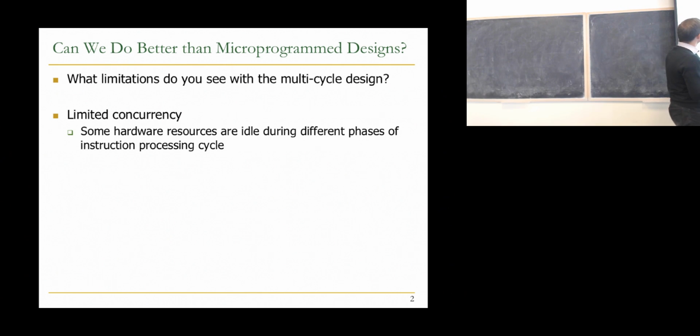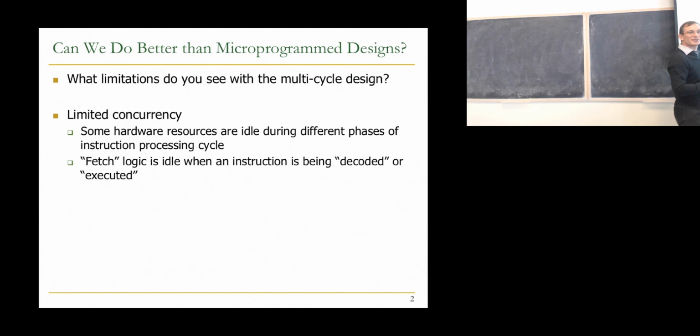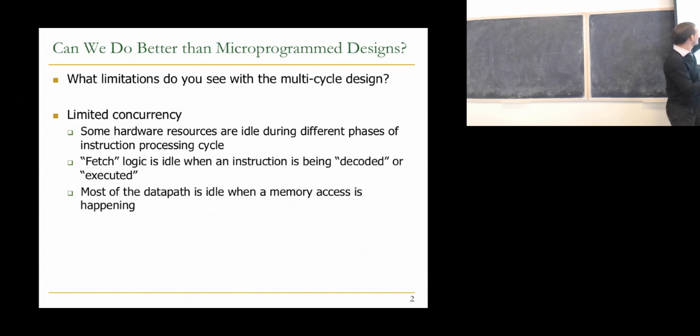For example, fetch logic is idle when an instruction is being decoded or executed. Most of the data path is idle when a memory access is happening. If you remember the state machine and the data path figure for LC-3b, in certain states, you're not using most of the data path. For example, there's a state over here where we're waiting for memory. Remember state 33? We were waiting for memory to return data.